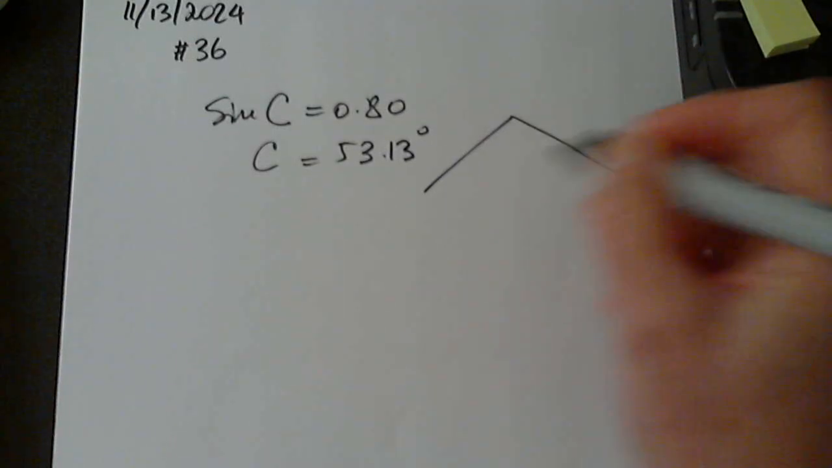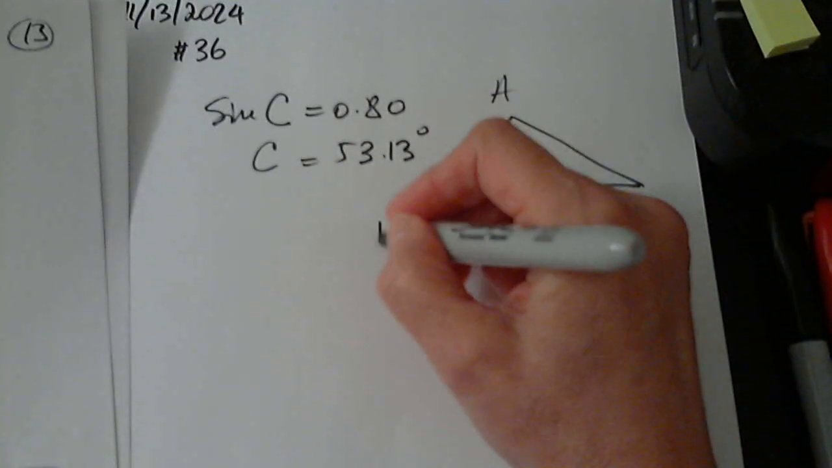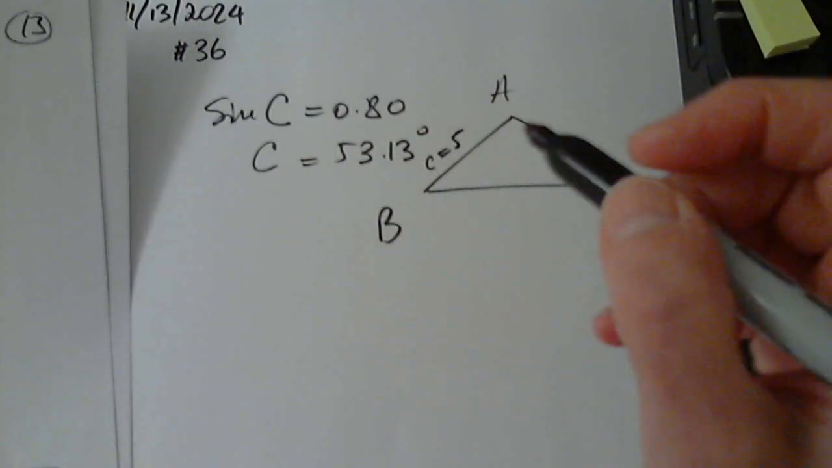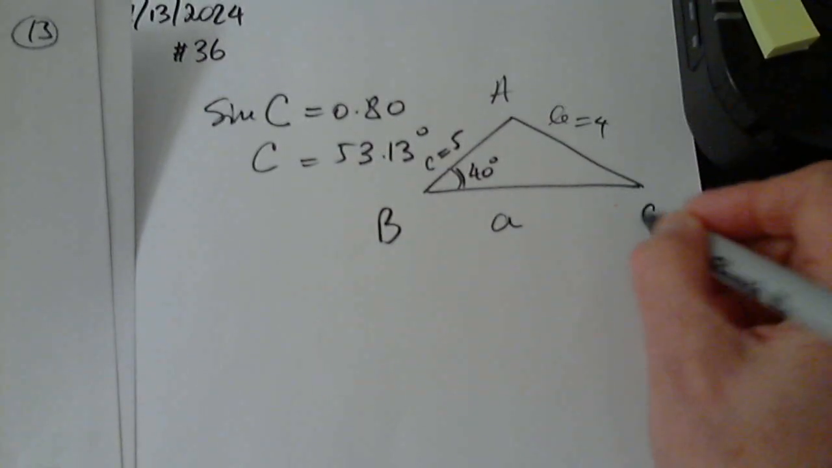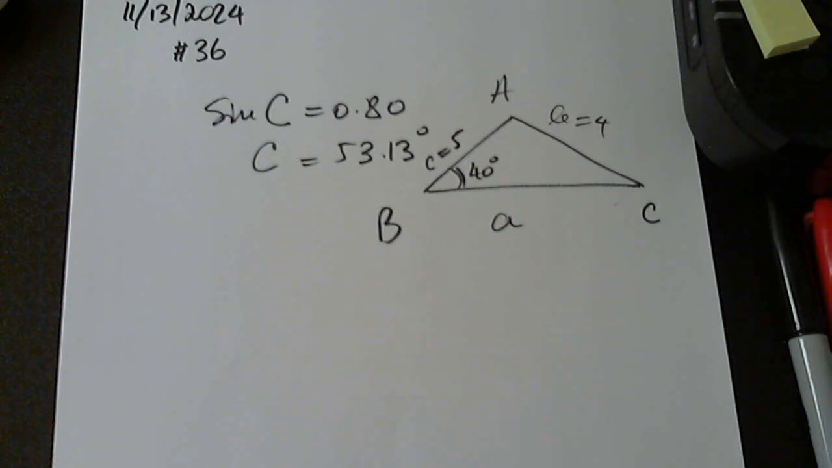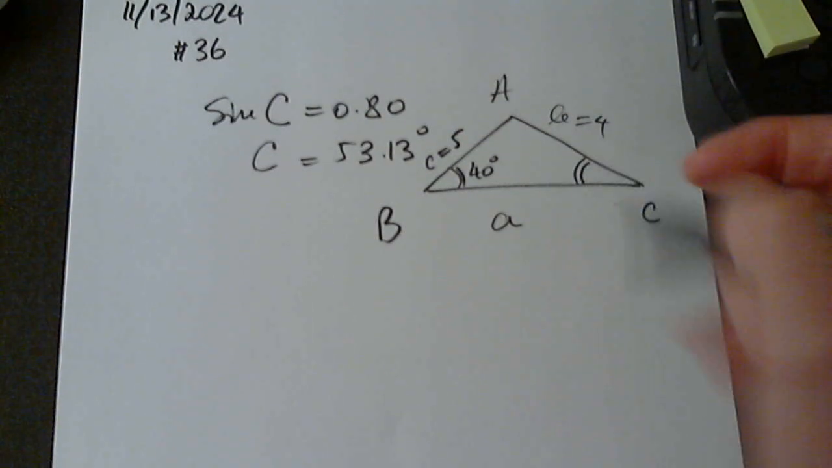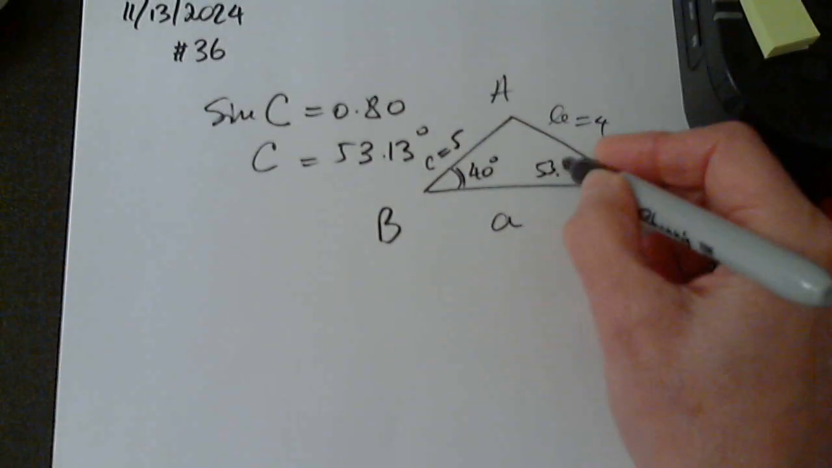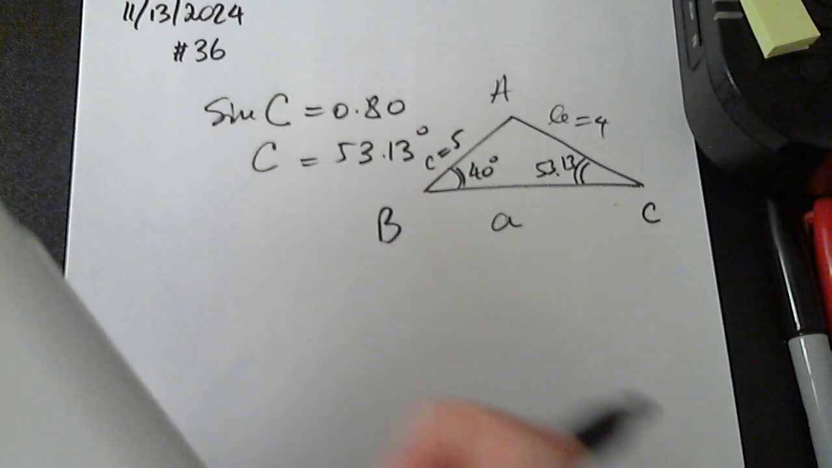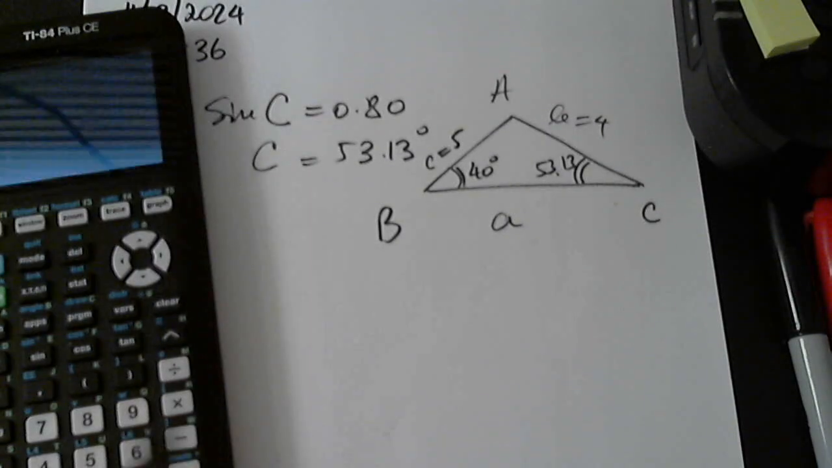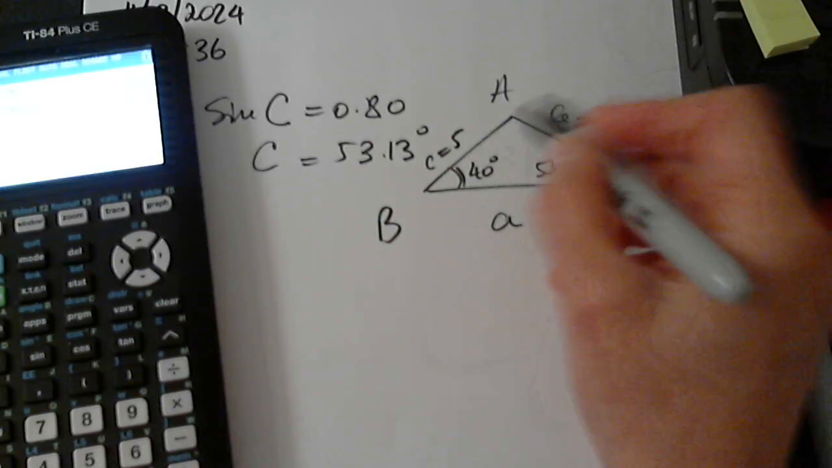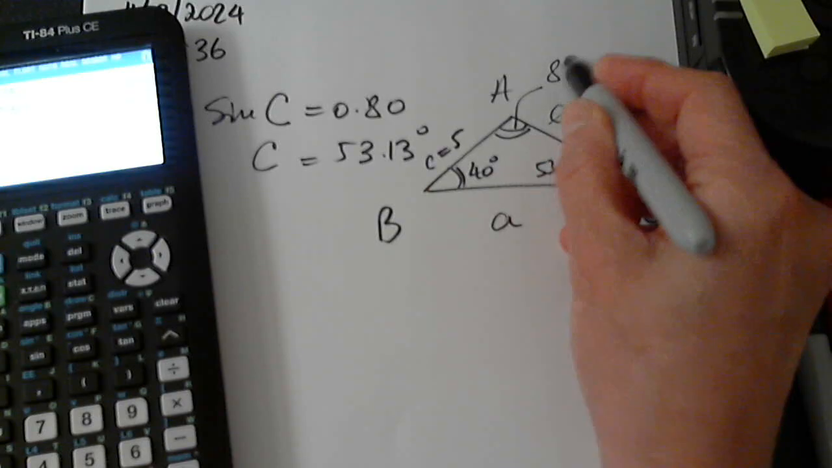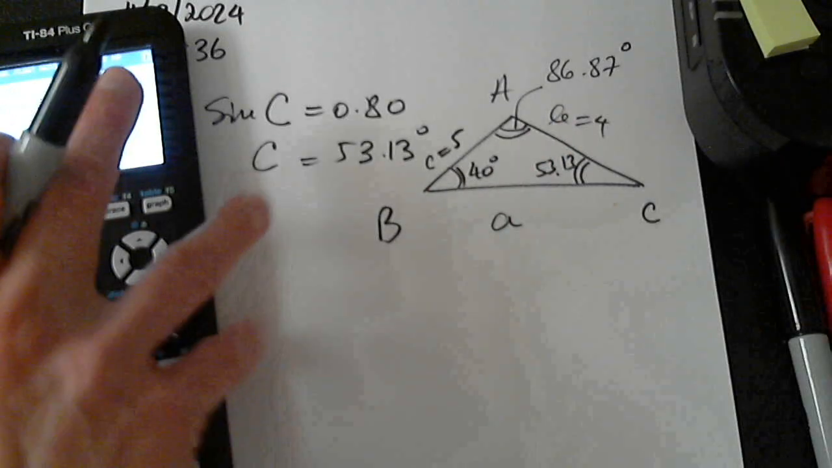So here's the triangle, because I don't want to go back to it. It was A, B, C, with B equals 40 degrees, little c equals 5, and little b equals 4. So if angle C is 53.13, lazy people use a calculator like me right now. 180 minus 40 and minus 53.13, I got that angle A is 86.87 degrees.